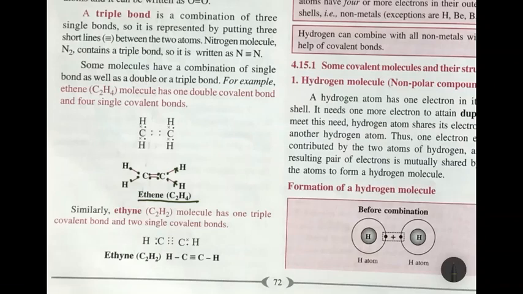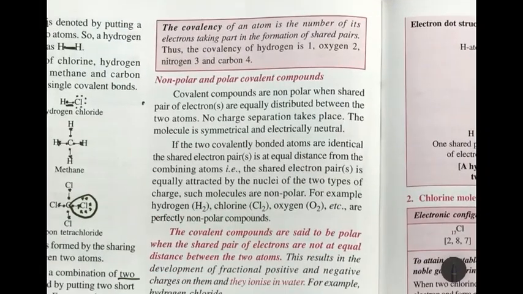So here you can see ethyne, another organic compound with the formula C2H2. You can see there is a single bond between hydrogen and carbon, and between the carbons there is a triple bond. You'll be learning more about this in part 2 of this book when we do organic chemistry.